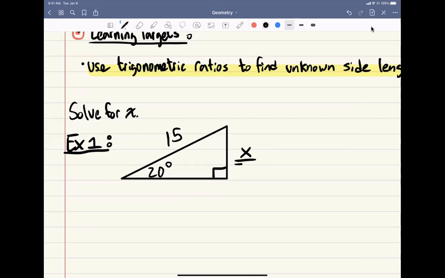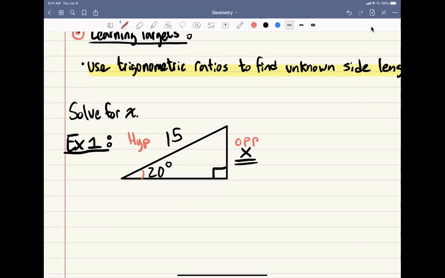We have x here. What is x? X is the opposite side of our given angle, right? So we have our opposite, and then they also gave us the hypotenuse, and they gave us this angle, 20. Really, that's all we need. We don't even care about the adjacent side because that's all we need to solve for x.